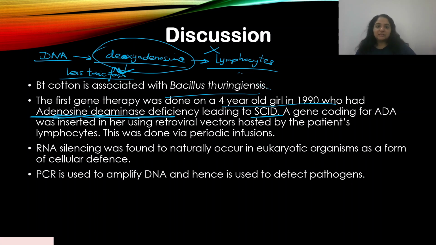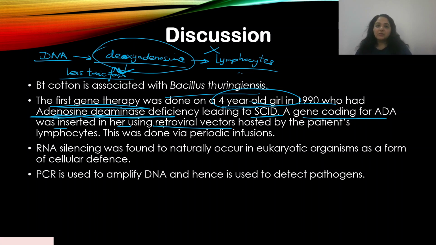Now how they did it is not a permanent way, I would say, but after the person is born, the baby is born and has grown up, so that's why it was done on a 4-year-old girl. There was a method by gene therapy, by which they could introduce the gene into the person. So what they did is the gene coding for ADA was inserted in her using retroviral vectors.